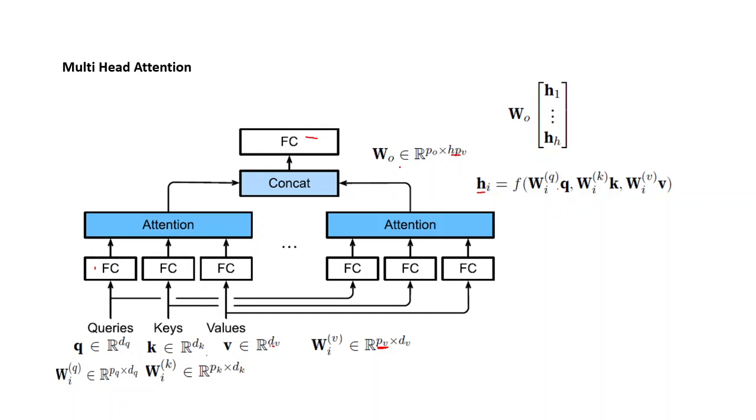So your WO is multiplied with this, which is of dimension h into pv, where pv is the output dimension of each hi.